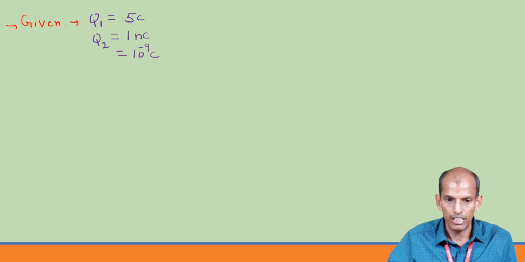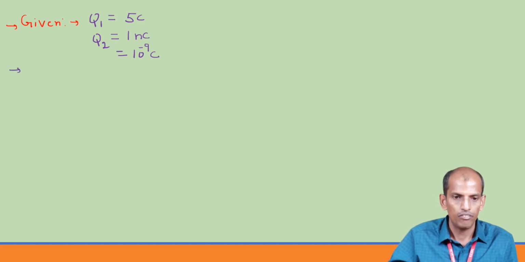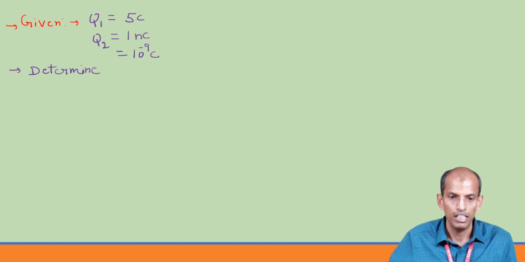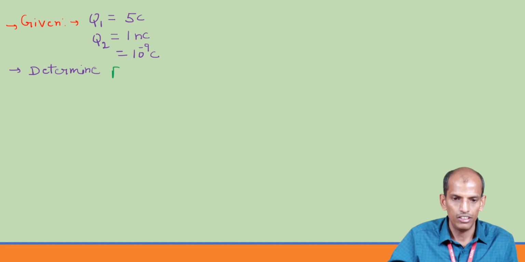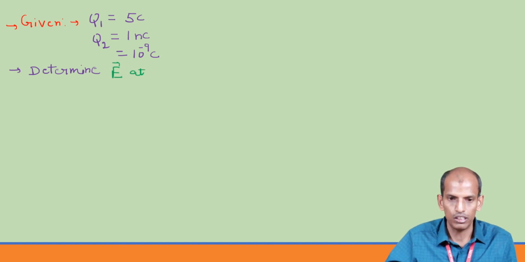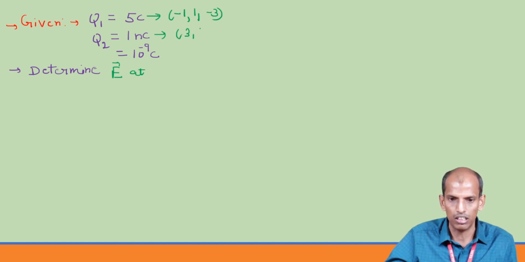Then the question can be: determine the electric field E at some point. Let us define the point. Suppose the location of Q1 is (minus 1, 1, negative 3). And what is the location of Q2? You can take anything, but I am taking (3, 1, 0).